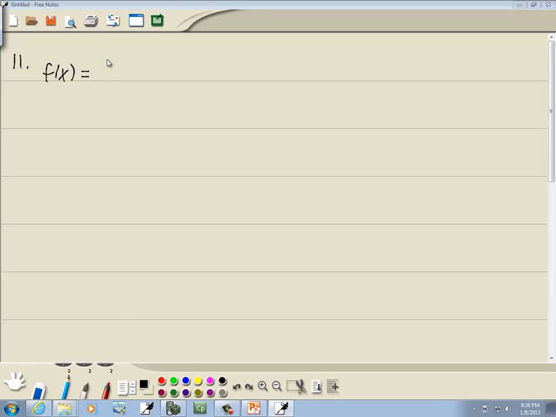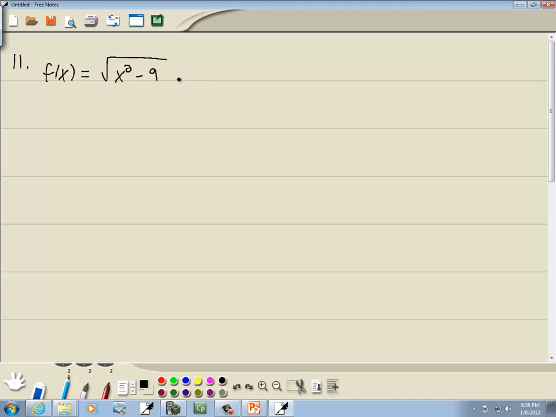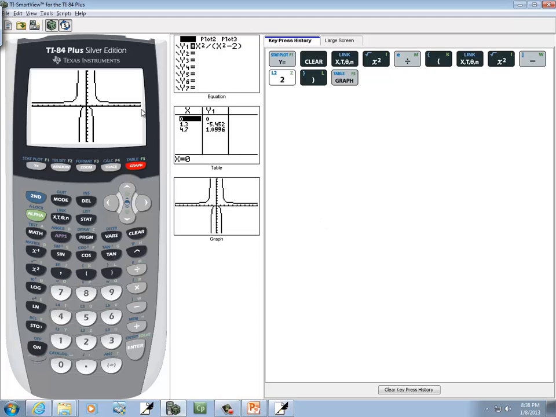f of x is equal to the square root of x squared minus 9, and x is greater than or equal to 3. If I were to plug this into my calculator, I'm trying to think what in the world it would look like. Hey, let me go look. I'll blame it as being a long day.